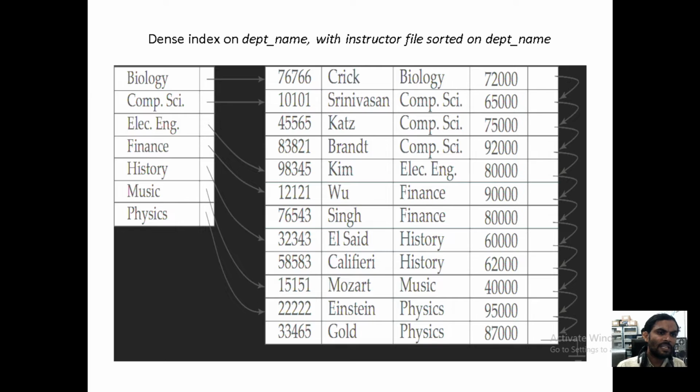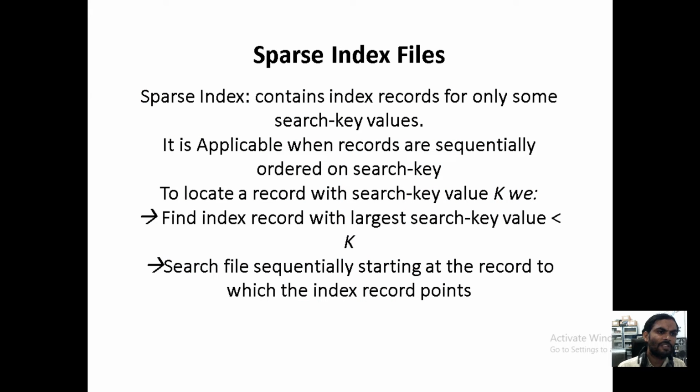Coming to the sparse index, it will check with the help of random access. Under the sparse index, the index records are kept only for some search key values. Means each and every search key appears under the dense index. Coming to the sparse index, only for some specific search key values will the record be found. When the records are sequentially ordered on the search key, it will locate the record with the search key value with the help of K. The K value is represented with the help of the search key.